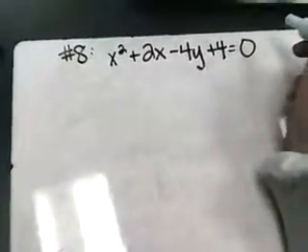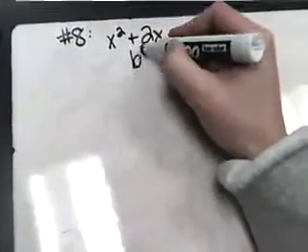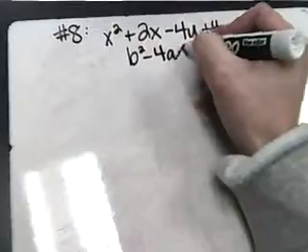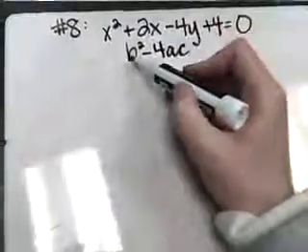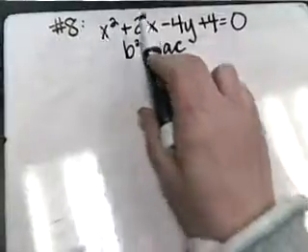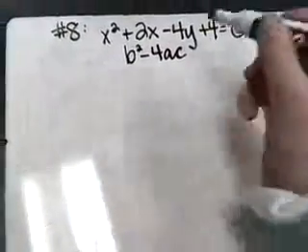Okay, number 8 gives me x squared plus 2x minus 4y plus 4 equals 0. I'm supposed to be doing b squared minus 4ac. Got to classify it first. Remember, b is always with xy. There's not an xy term, so that's 0.